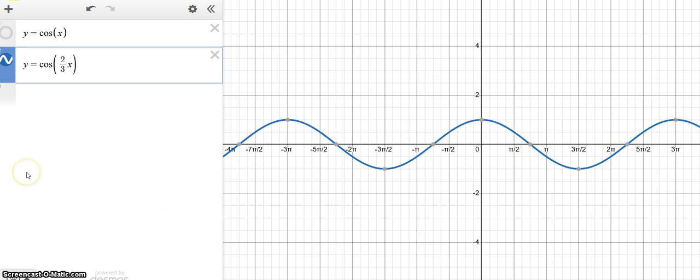All right, so this is the introduction to this section, using technology to see what's happening. And now in part 2, we'll go to the paper and we'll do some graphs by hand.